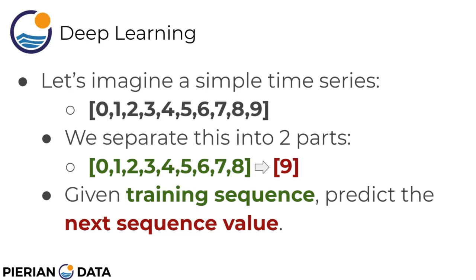In this case, the sequence value that we're trying to predict is essentially just a label. What's the next number going to be? So we feed the green parts into our network, and then we say try to predict, and its prediction is then compared to the correct sequence value, which is 9.